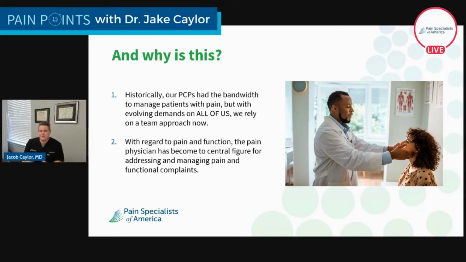With regard to pain and function, the pain physician is, we're not just treating pain, we're also treating function. We're treating these other sensations that happen as well, functional complaints. And that's really what we're trying to do, is maximize function and limit pain so that you can live your life the way you want to live it.